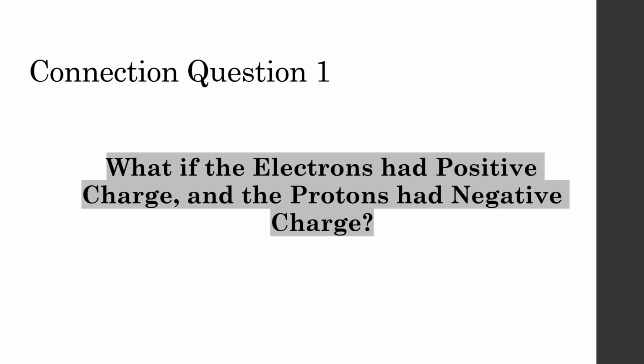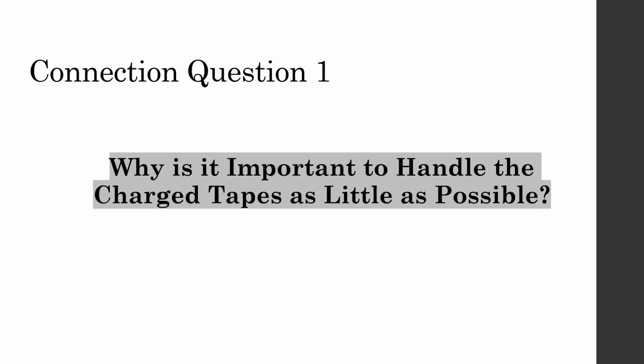So here's the first question for this lab with a little bit of connection to the physics principles, and it's asking about if the electrons had positive charge and the protons had negative charge. In this situation, still the magnitude of the charges would have been equal. They would have just had opposite signs, but still each tape would have had the same sign and would have still repelled each other.